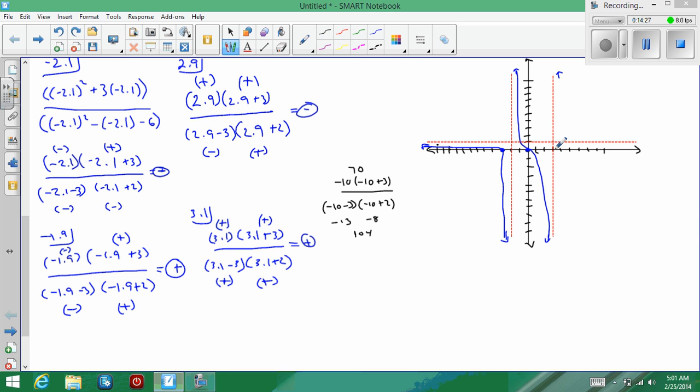Now over on the right hand side I need a point. So I'm going to plug in the value, say 1, 2, 3, 4, 5. I'm going to test in 5. So over here I tested negative 10, and over here I'm going to test 5. So I'm going to get 5 times 5 plus 3 over 5 minus 3 times 5 plus 2. So that's 5 times 8, which is 40. This is negative 2 times 7, which is negative 14.